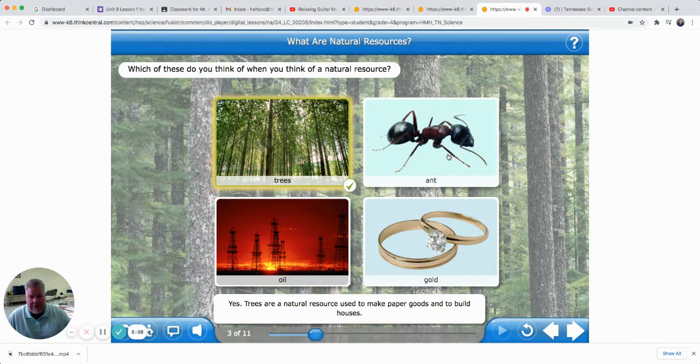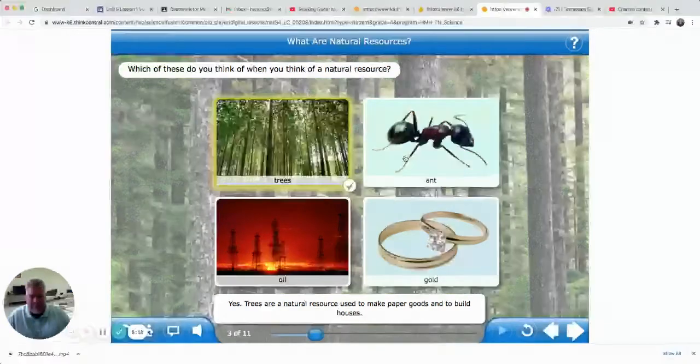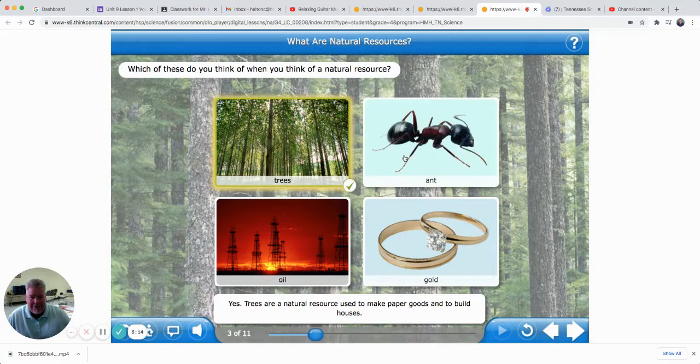Ants. Now, I want you to think about this. We don't use ants really, but does an anteater use ants? Sure, an anteater would eat ants. It's a natural resource for a living thing. Anteater is a living thing. So ants are a resource for anteaters.